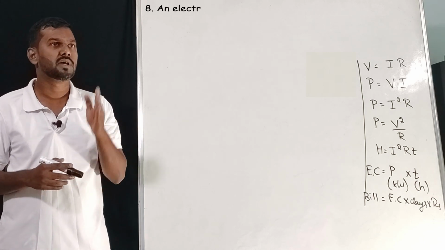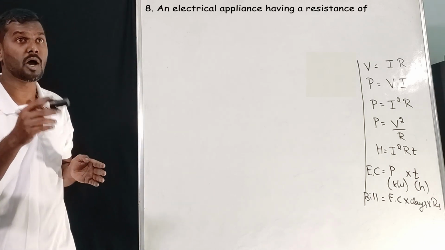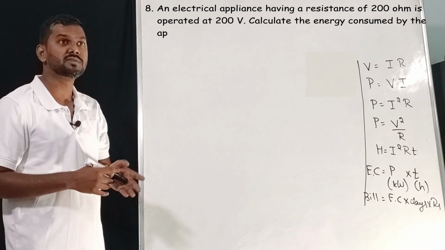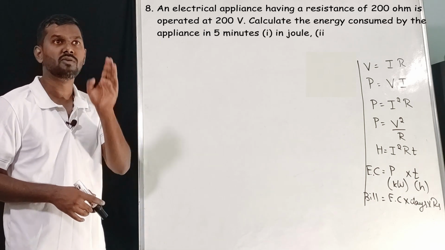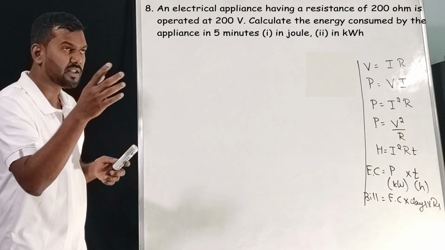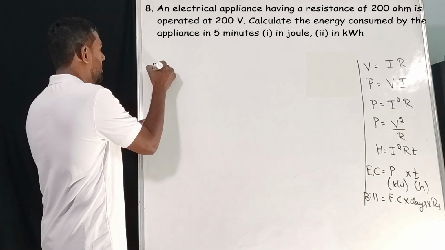Question number 8. An electrical appliance having a resistance of 200 ohm is operated at 200 volts. Calculate the energy consumed by the appliance in 5 minutes in terms of joules, in terms of kilowatt hour. Now, first we'll write the given data, then we will go for the question.